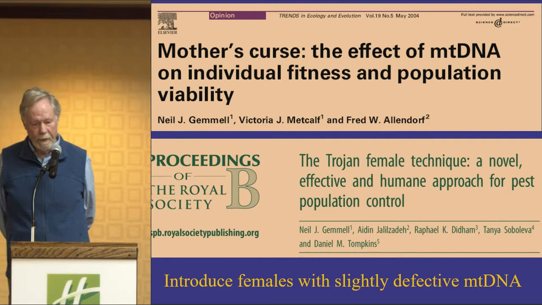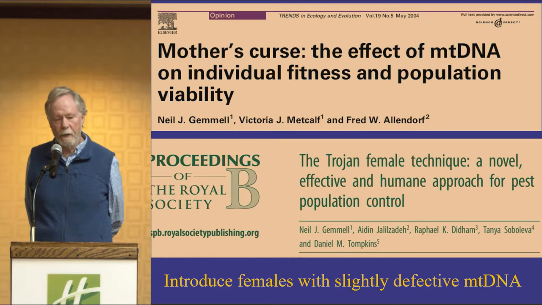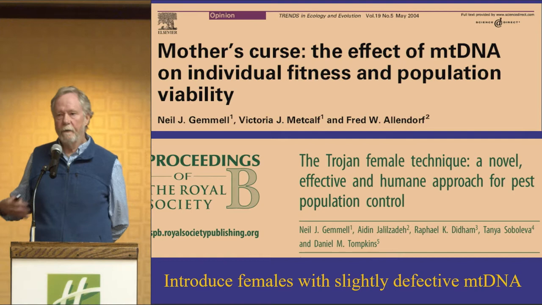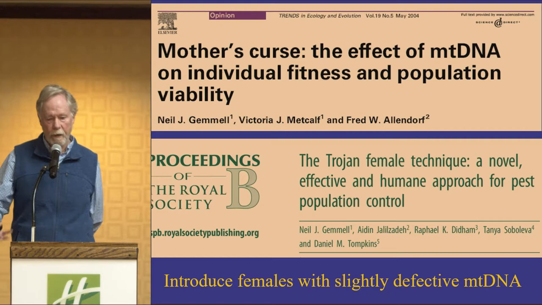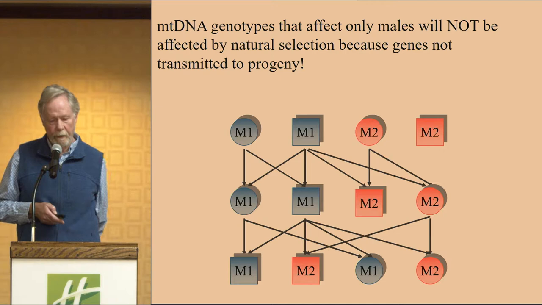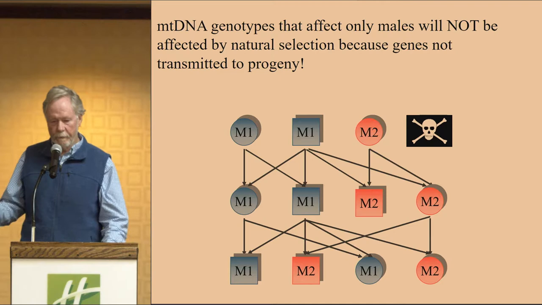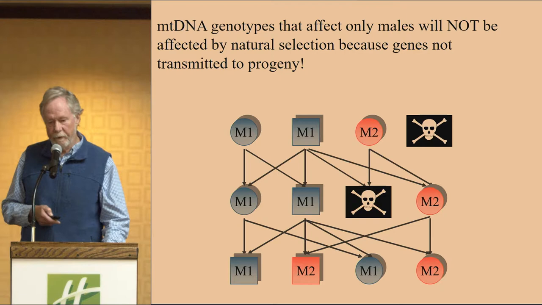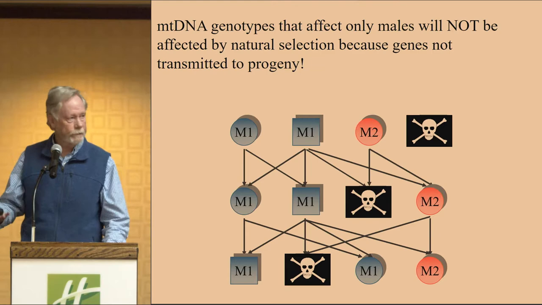So people have suggested what they call the Trojan female technique. If we introduce females that have slightly defective mitochondrial DNA, and then they pass this on to their sons, we may reduce the fertility and the reproductive potential of the population by this kind of introduction. This is just what I said before, showing that here again we have another pedigree, and here we have males that, let's say, are infertile. They don't die, but they're infertile, and it doesn't really matter in terms of the future frequency of the mitochondrial type, since males don't pass on their mitochondria anyhow, only through the females.